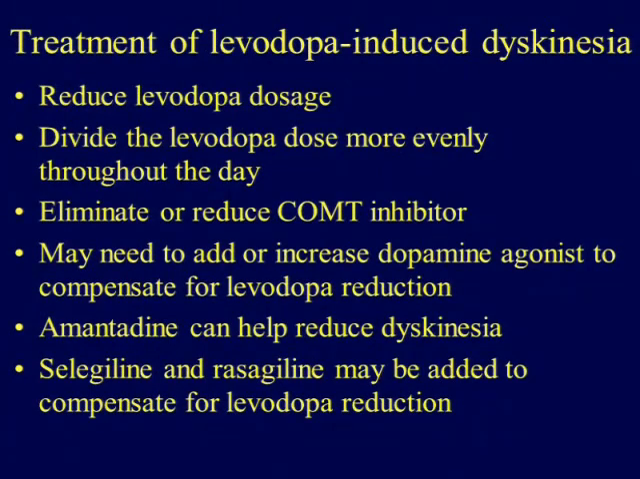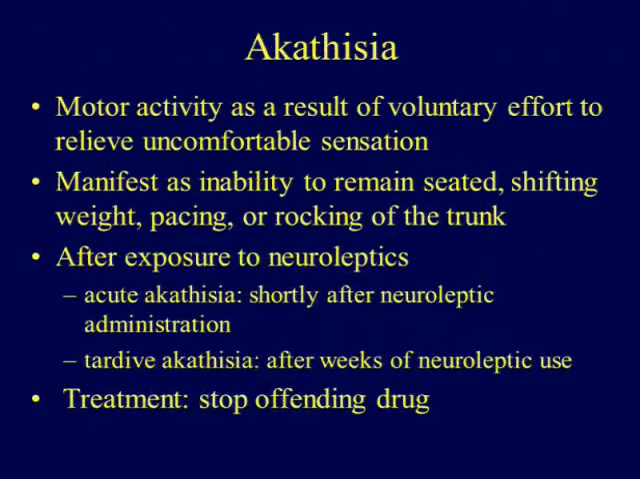So treatment of levodopa-induced dyskinesia, I would probably include that as part of the Parkinson's talk later. But again, the key thing is to try to reduce the Sinemet, reduce the levodopa, and compensate for it by doing something else. Usually it's by adding a dopamine agonist, which tends to be less dyskinesogenic. You can divide up the doses more evenly throughout the day with fewer peaks and troughs so that you get less dyskinesias at peak and so on. But I'll save the rest of it for a more extensive Parkinson's talk.